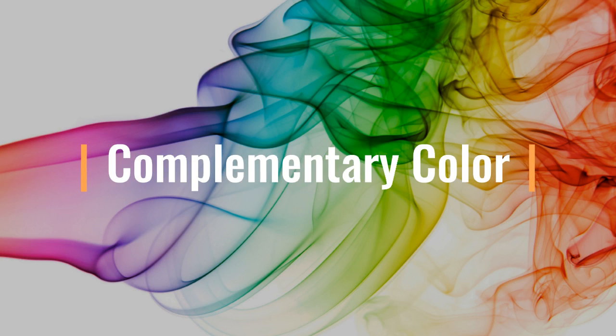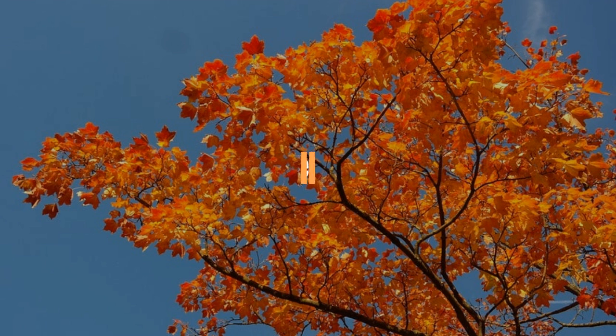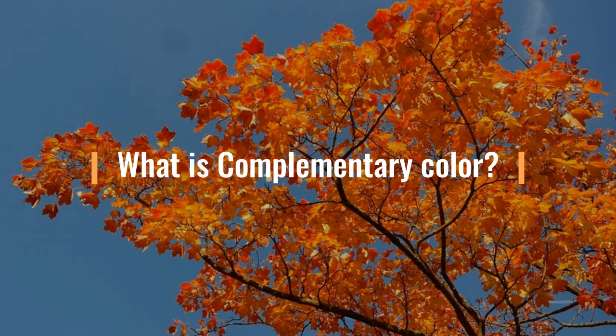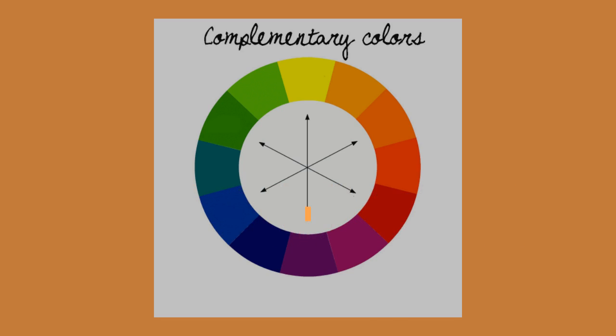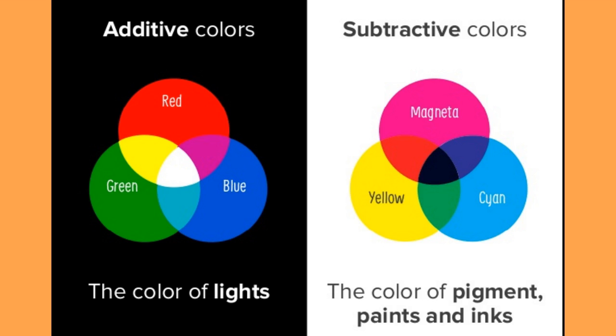First, we have complementary color. What is complementary color? The scheme of complementary colors employs 2 colors that are directly opposite each other on the wheel. In light mixtures, complements mix to produce a white light, known as additive mixture, and in paint mixtures, complements neutralize towards gray or black, also known as subtractive mixture.